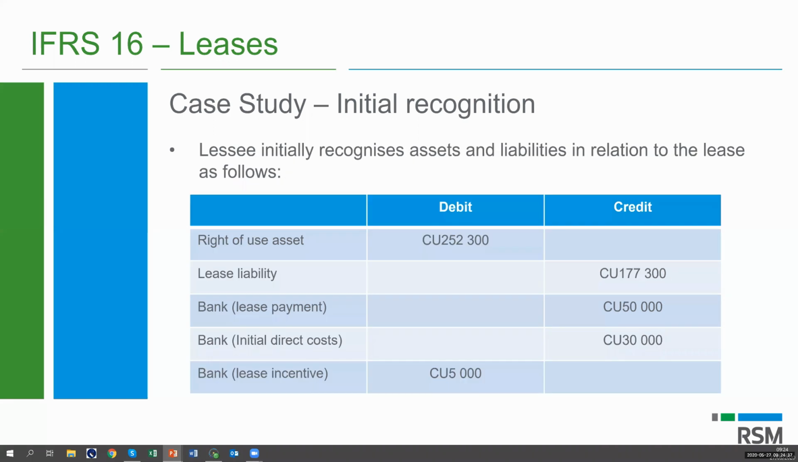The journal entries, just for those who like those: your right-of-use asset, you would debit the right-of-use asset, credit your liability, and then simply debit bank with the initial cost that you've paid and your initial rental, and you would debit bank with your lease incentive. And that's your journal for how you would initially recognize any lease as a lessee under IFRS 16.